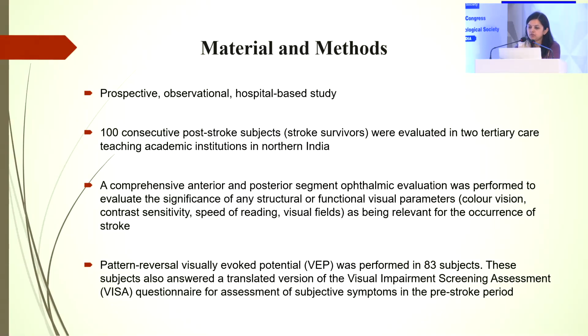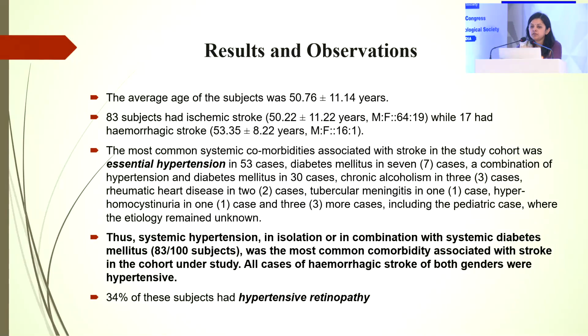Pattern reversal VEP was performed in 83 subjects, and they also answered a translated version of the visual impairment screening assessment questionnaire. We observed that the average age of subjects in our cohort was 50 plus or minus 11 years. Out of these, 83 subjects had ischemic stroke, while 17 had hemorrhagic stroke. The most common systemic comorbidity was essential hypertension in 53 cases, diabetes in 7, and a combination of hypertension and diabetes in 30, with other rarer causes encompassing the rest.